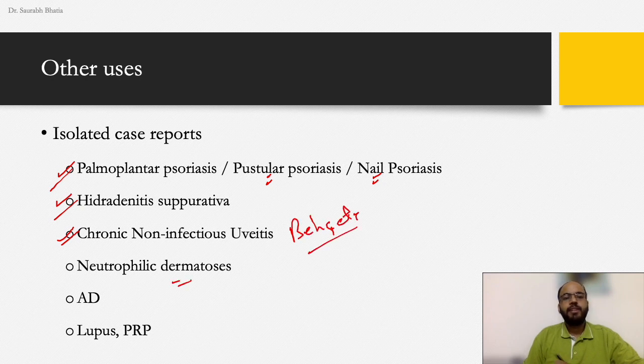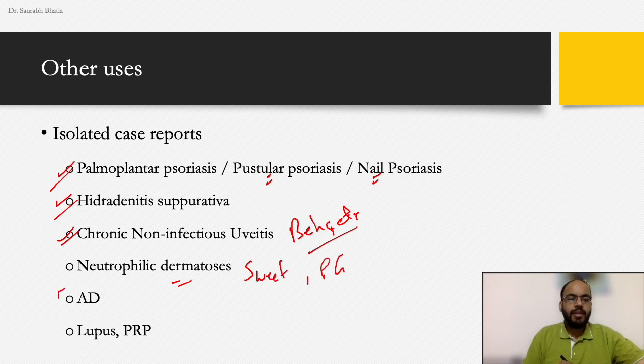Other neutrophilic dermatosis. Now remember that interleukin 17 plays a very important role in neutrophilic chemotaxis. So if we block interleukin 17, the neutrophils are not able to migrate to the site of inflammation, and thus its use in neutrophilic dermatosis has been justified, predominantly involving Sweet syndrome and pyoderma gangrenosum.